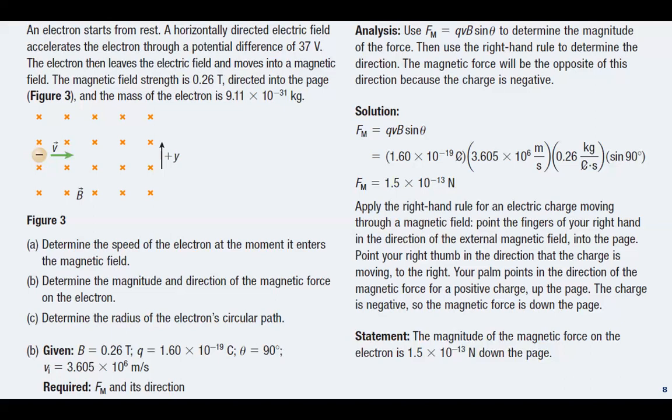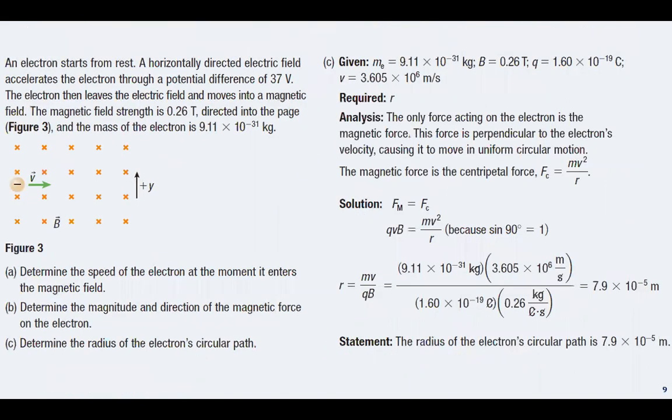So we can make this statement here. The magnitude of the magnetic force on the electron is about 1.5 times 10 to the negative 13 newtons, and the direction should be down the page. Any questions?